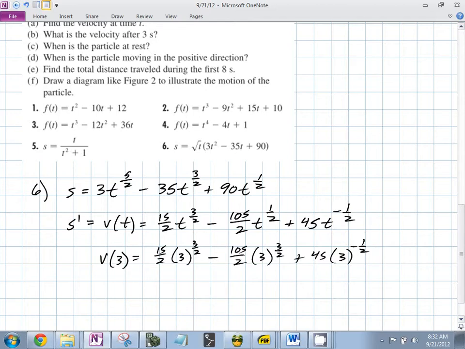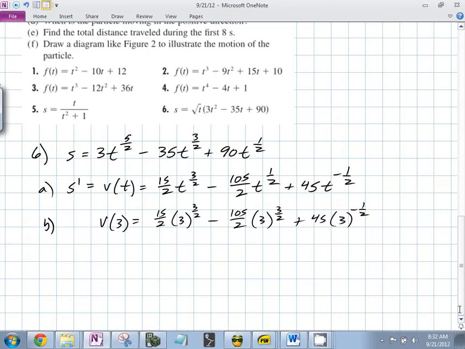Sure. Is it going to be a nice fraction? No, it's going to be an irrational number. You're rooting 3. The square root of 3 is an irrational number. Okay, so that's A. Oh, sorry, that's B. So we had A, and then B, and then it says, when is the particle at rest?